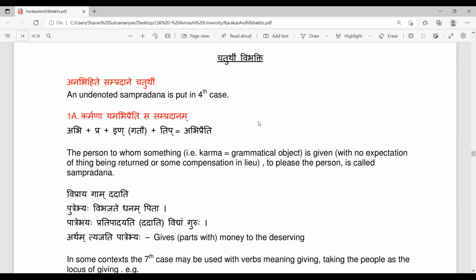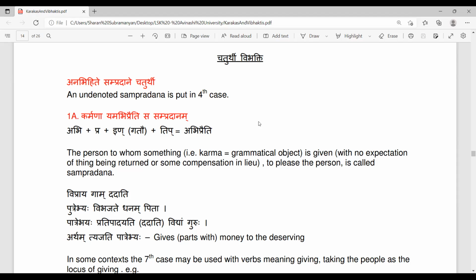That is, that Karaka with which the karta of the kriya wishes to connect by means of karma. So abhipraiti means connection. What is the connection? Connection by means of giving. That is called Sampradanam: the person to whom something is given with no expectation of the thing being returned or some compensation in lieu. That's important. You have to note that.